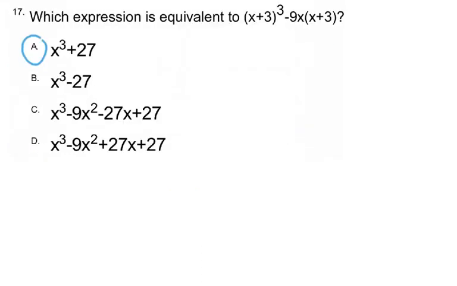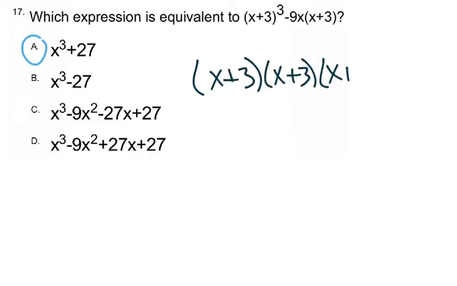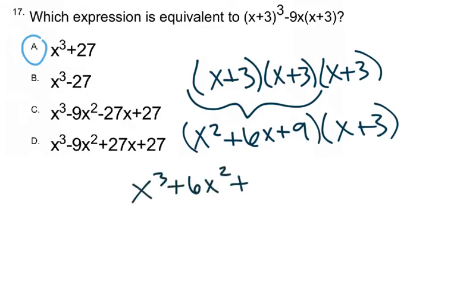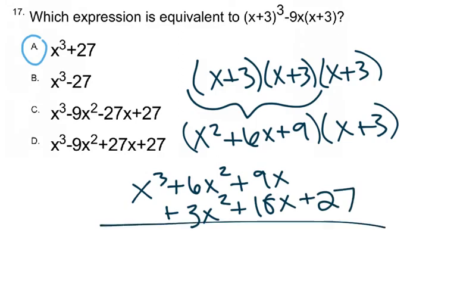Alright, this one's talking about equivalent expressions. So I got x plus 3 cubed, which means the quantity 3 times. I'm going to have to use the distributive property. Remember, you can only multiply 2 things at once. So now I'm going to distribute the x to everything, and I'm going to distribute the 3 to everything. And if you do it in a different order than me, we should still get the same thing.